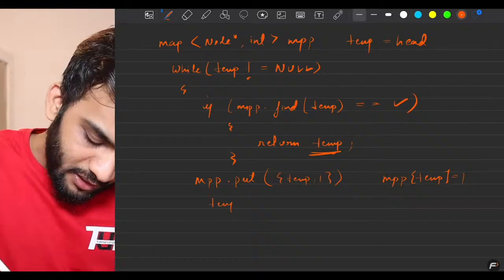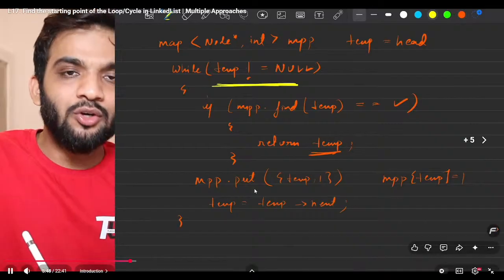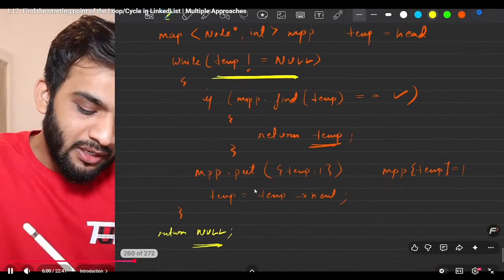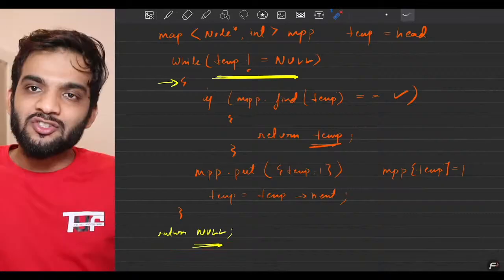So you'll say temporary equal to temporary dot next. If it is null, it is a linear linked list, so return null, stating there is no loop in the linked list.